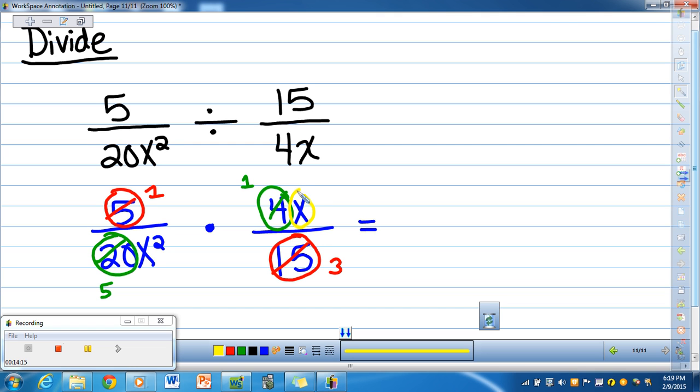And finally, between the x and the x squared, we have a common factor of x. x divided by x is 1. x squared divided by x is a single x. Now when we multiply across the top, we have 1 times 1 times 1. And across the bottom, we have 5 times x times 3.